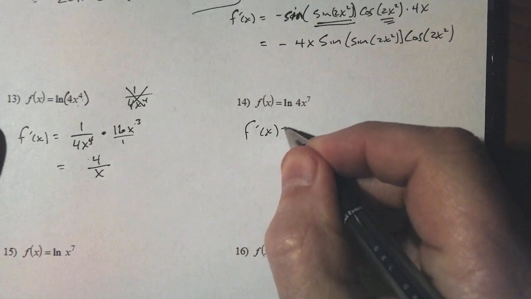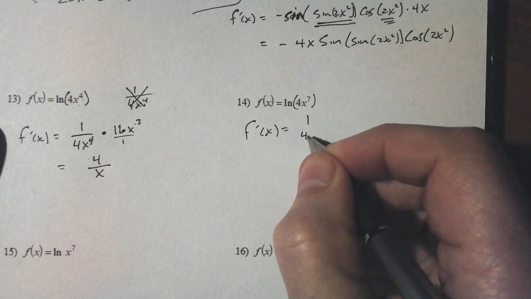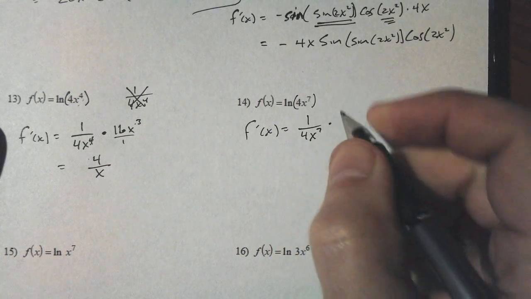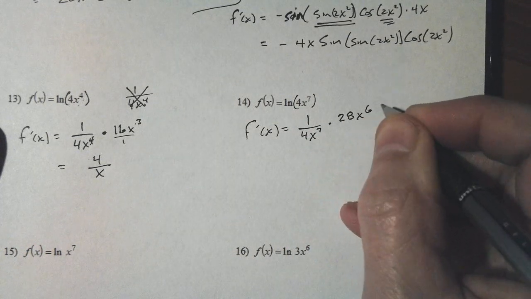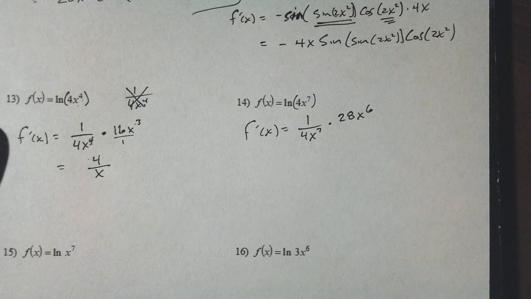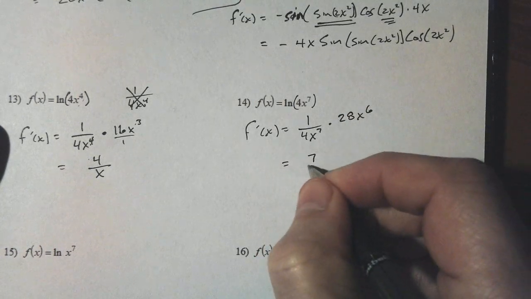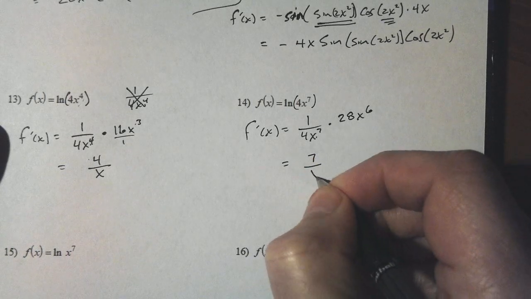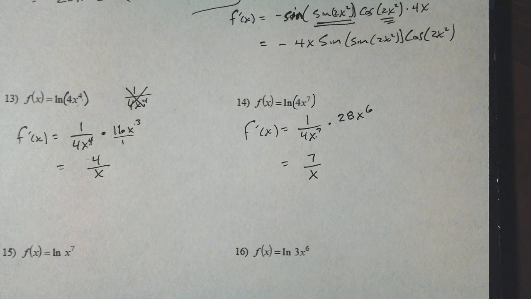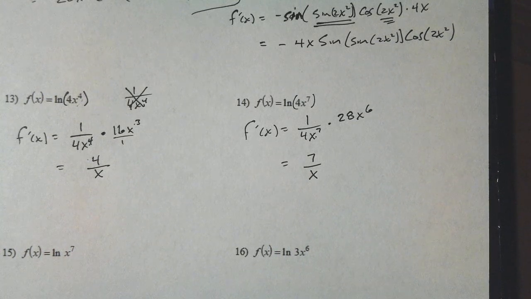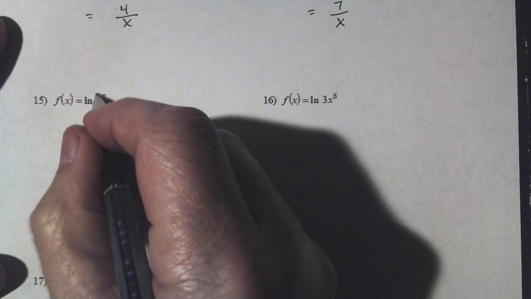F prime of x, the derivative of ln, the mama function, is 1 on the baby, times derivative of the baby, which is 28x to the 6th, and we get 28 divided by 4, 7, x to the 6th reduces this to x to the 1st. Okay, and ln x to the 7th.